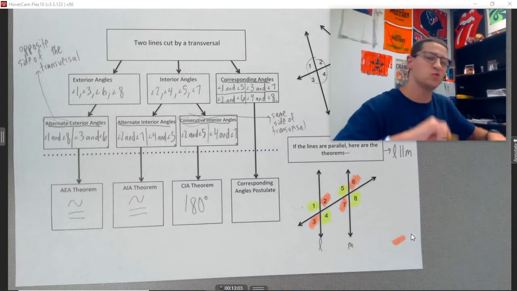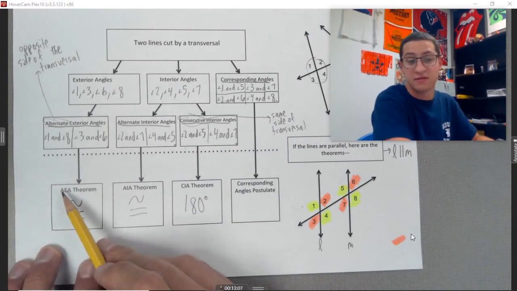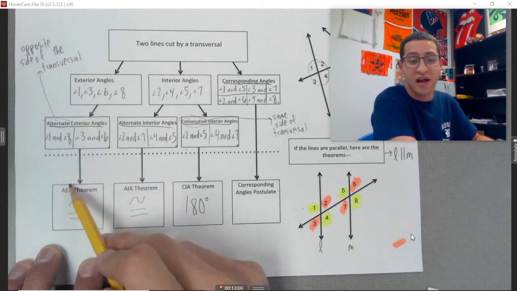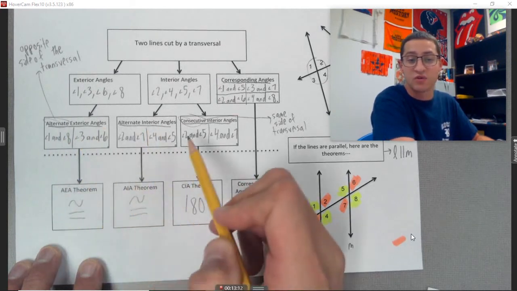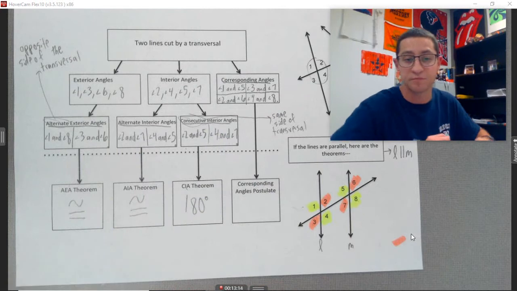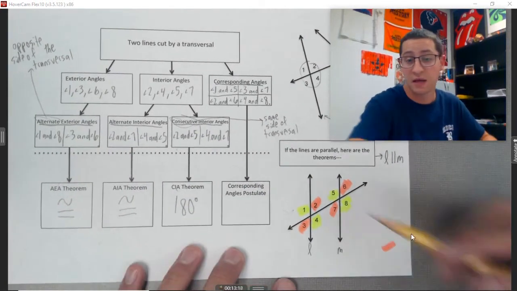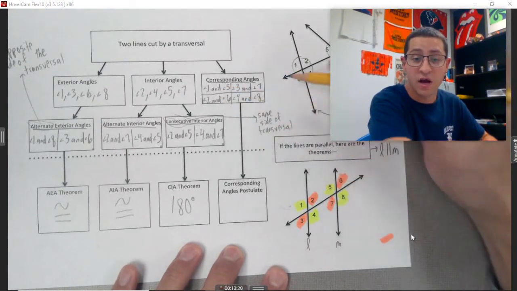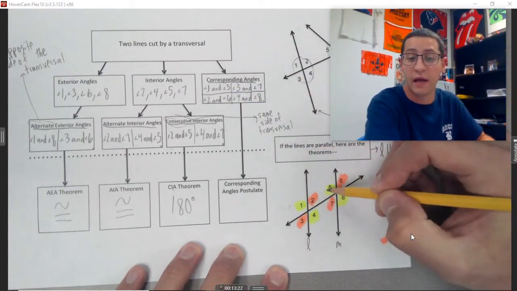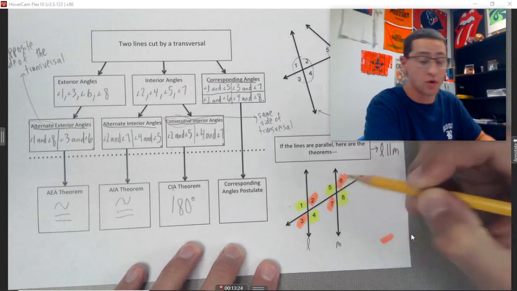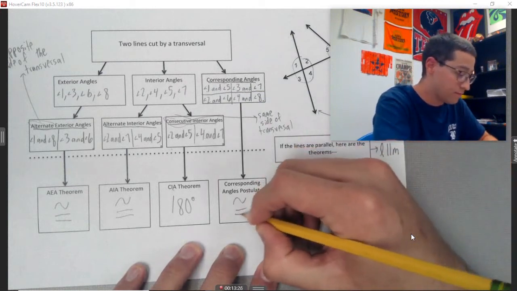And one thing I want to point out is these are abbreviations: alternate exterior angles, alternate interior angles, consecutive interior angles. That's in here. And then corresponding. Corresponding is our most basic, but we've got angle 1 and angle 5. Let's look at that one. Yellow and yellow. So these are also congruent.